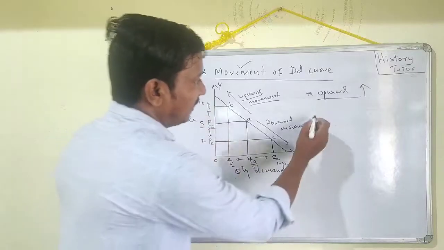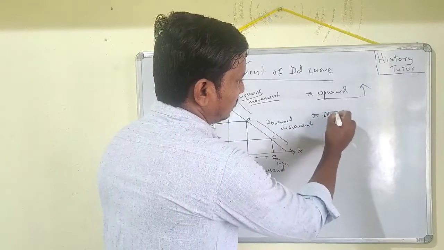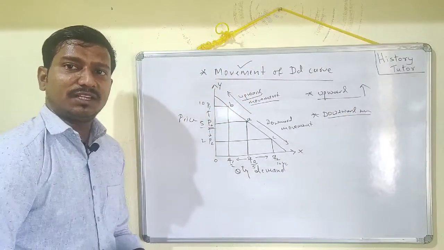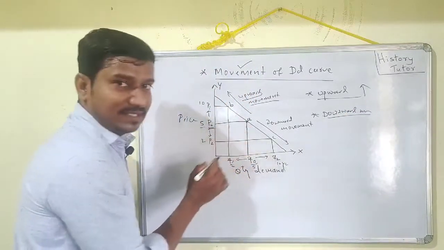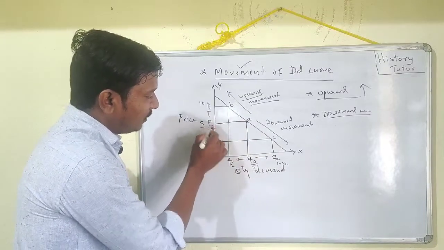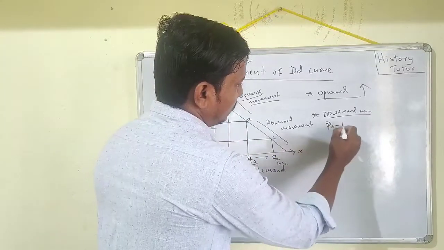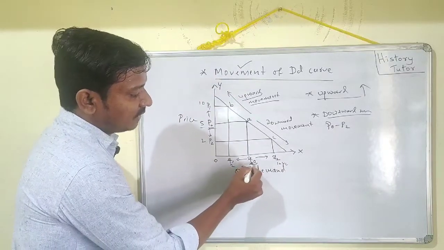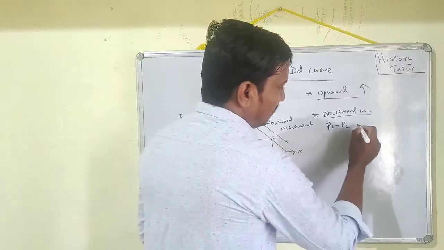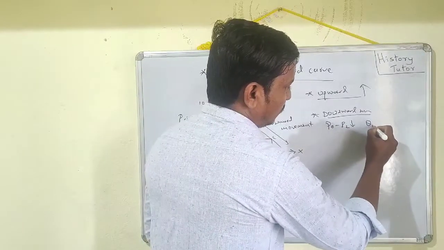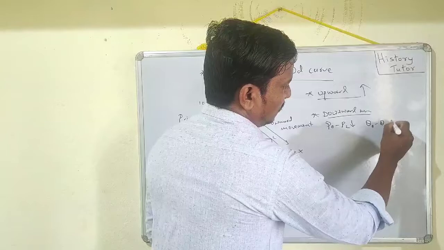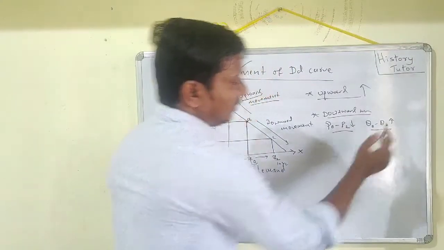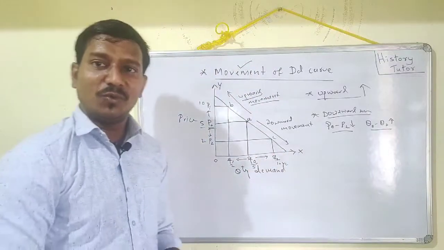In the same way, coming to the downward movement: how does the demand curve move downward? Look at this now. As the price decreases from P0 to P2, what about the quantity here? Quantity increases from Q0 to Q2. So by the decrease in the price and increase in the quantity, the demand curve moves downward.